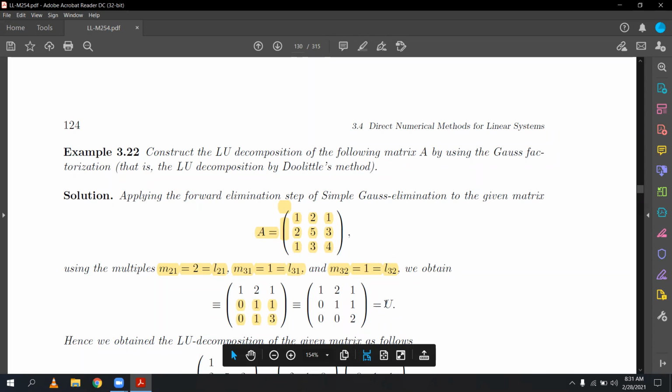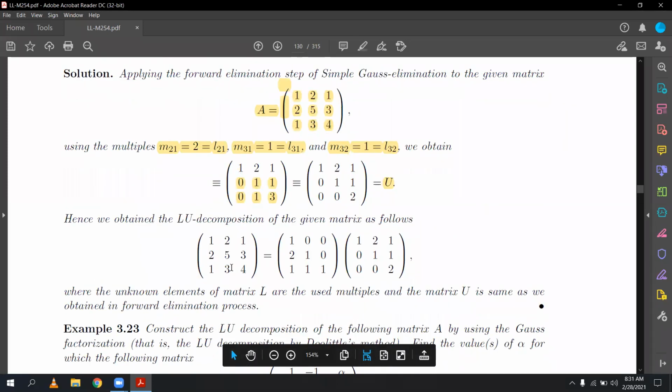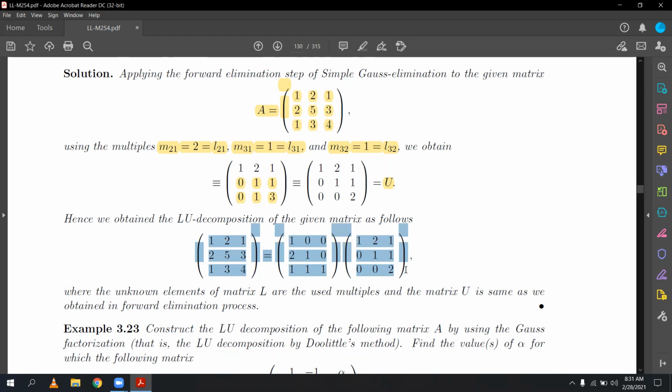And this is the shape of the upper matrix which we are interested in. This upper and the decomposition are exactly the same. So what we have is A equal to L and U. L is what? The diagonal elements are 1, 1. L21 is M21, L31 is M31, and L32 is M32. And this is U exactly the same. And this is your LU decomposition by using the Doolittle method.